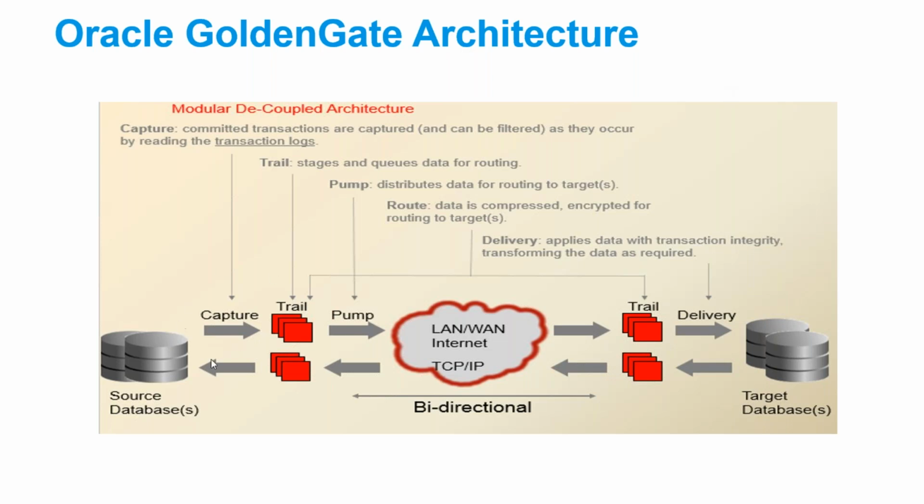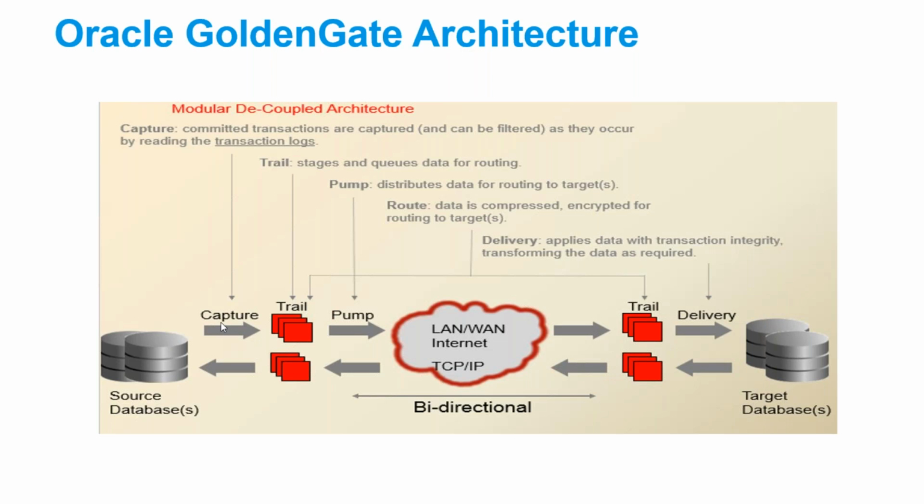So you have the GoldenGate capture process, which reads the transaction logs in a sequential manner and captures the committed transactions. Remember, the redo logs of the database contain committed as well as uncommitted transactions. However, the GoldenGate capture process only captures committed transactions. It doesn't capture any uncommitted transactions.